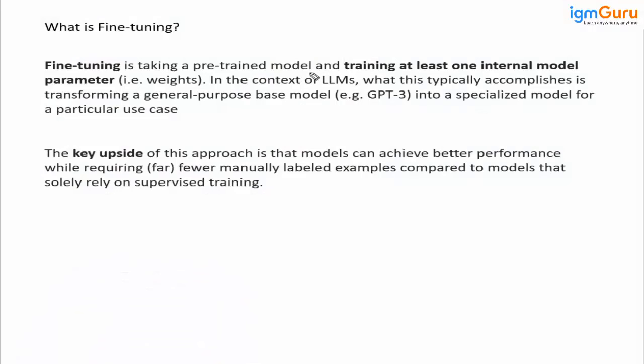If we talk about fine-tuning, we just mentioned that a very simple definition of fine-tuning is transforming a general purpose model into a specialized model. So what is the use? What does this mean? It means that we have models like GPT-3, Google Palm, Llama. These are very general purpose models and they are not only for a specific thing, they are for the general purpose.